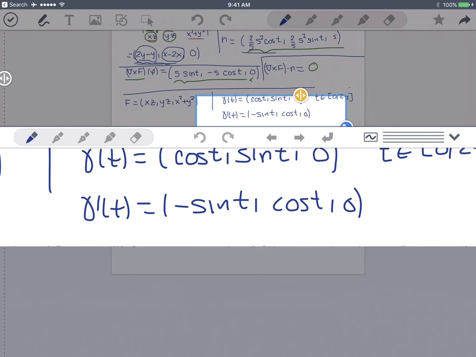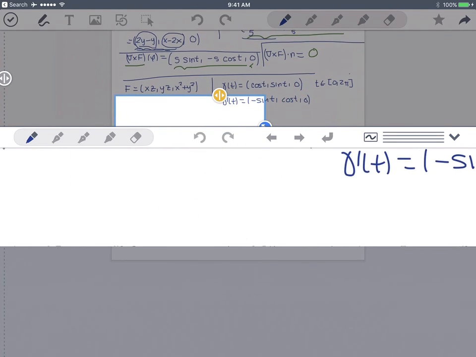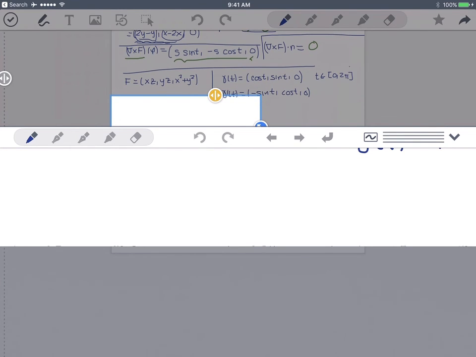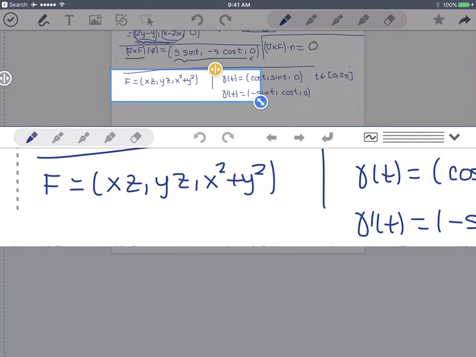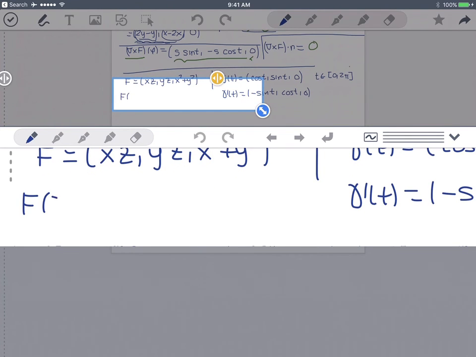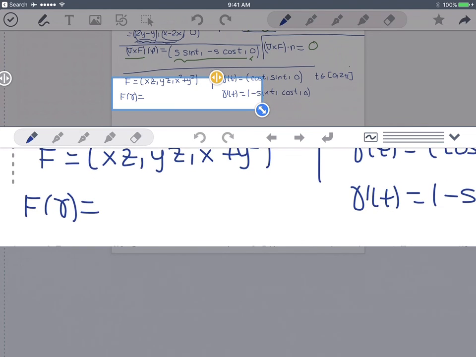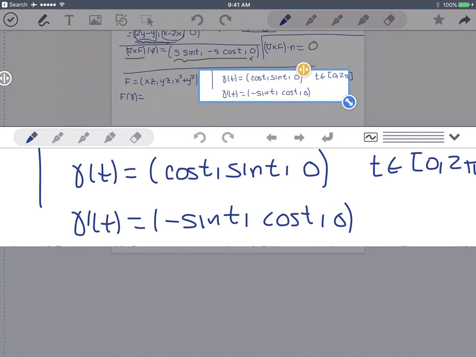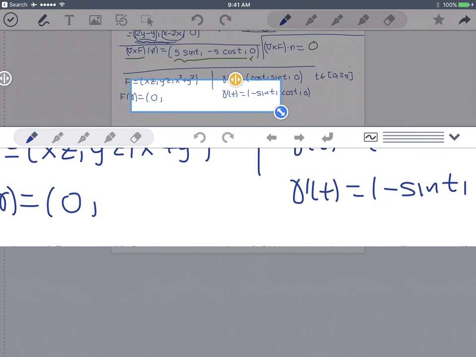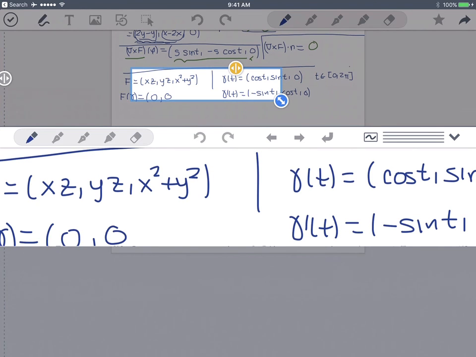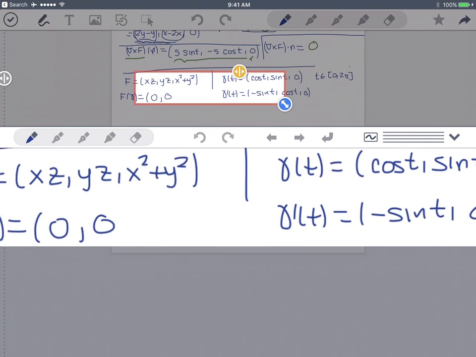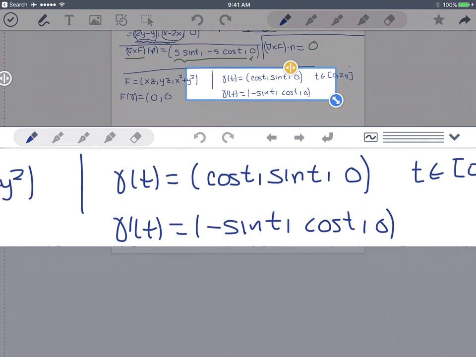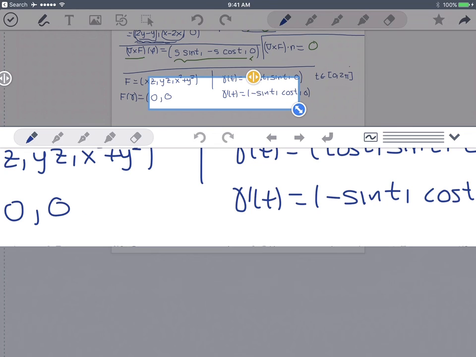Let's find f of gamma, because what I need to find is f dot gamma prime. So f evaluated at gamma: the first component is xz, and z is 0 for my gamma, so that is 0. The second is yz, and for the same reason that's 0, because in my gamma the z is 0. My third component is x squared plus y squared, which in this case is just a 1.